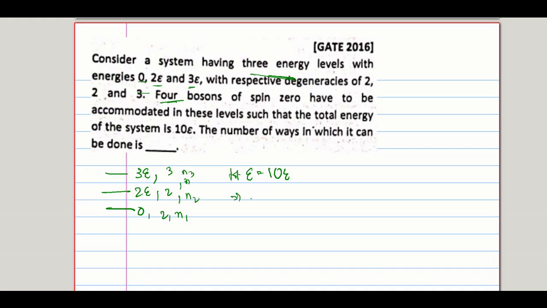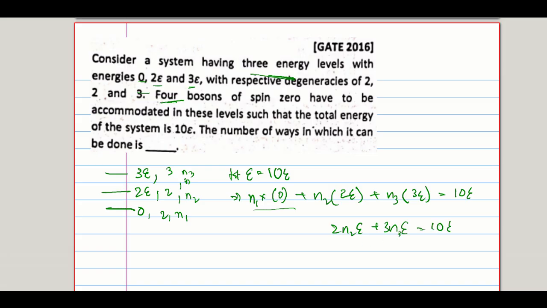Okay, so n1 into the energy which is 0, plus n2 into the energy 2e, plus n3 into the energy 3e should be 10e, right? So basically the first term will go to 0, and we get 2 n2 e plus 3 n3 e is 10e.